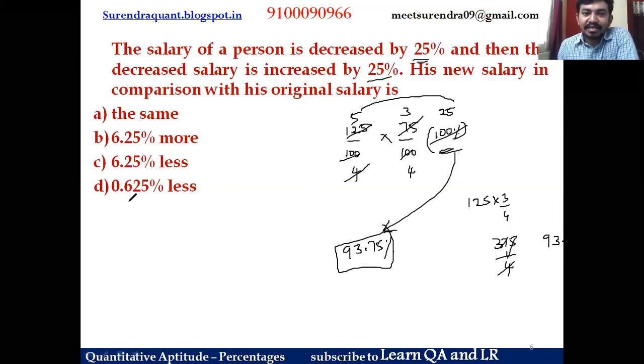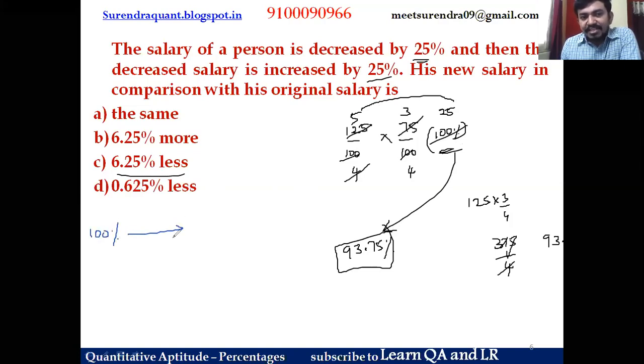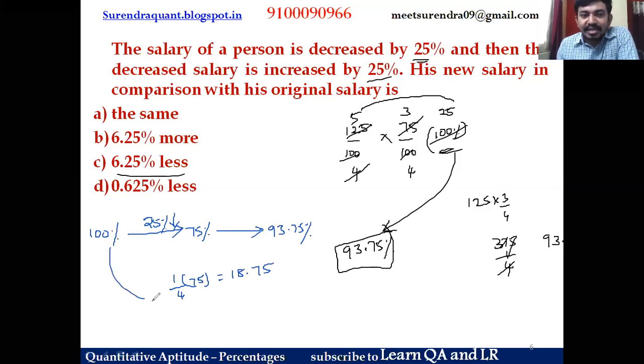So 6.25% less. I think rather than doing this, you can go with the general method, which makes it simpler. If 100% is the value, first it decreases by 25%, it becomes 75%. Later on, a 25% increase, a 1/4 increase. What is 1/4 of 75? 4 goes 18 times, 18 4s are 72, 3/4, 75, right? So an 18.75 increase, this becomes 93.75%. So the net decrease is 6.25%. Whichever method you feel comfortable with, you can go ahead with that, friends.